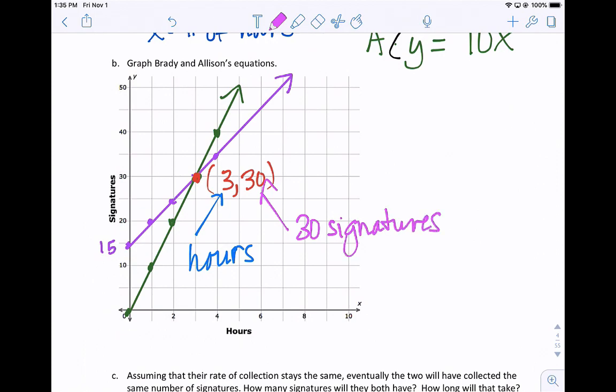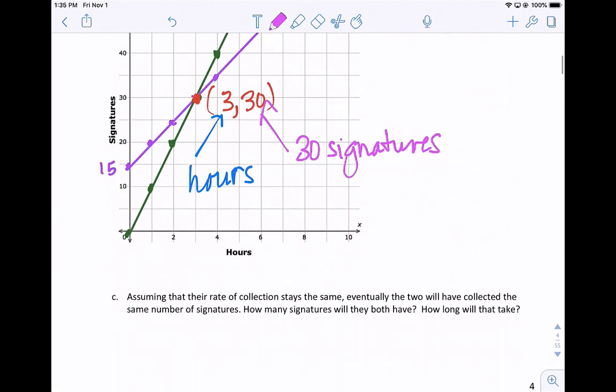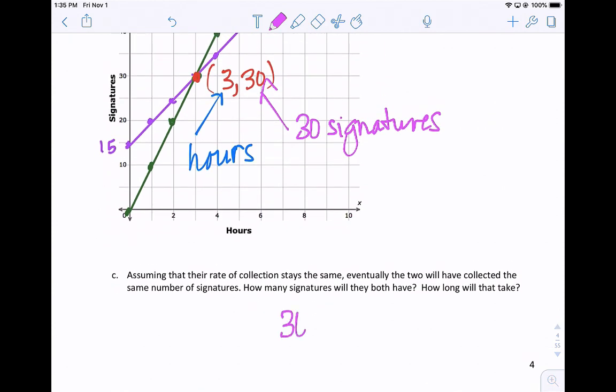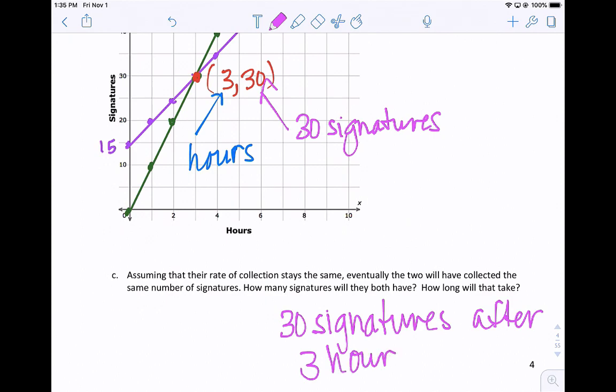All right, so if they only had 3 hours to collect signatures, they would be tied. If they had less than 3 hours, who would win? That would be Brady. If they had more than 3 hours, then Allison would win. So that's the type of problem. Okay, so here it is. They will have 30 signatures after 3 hours.